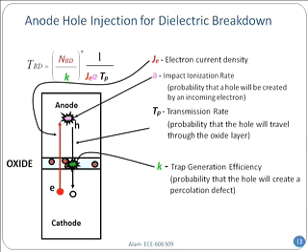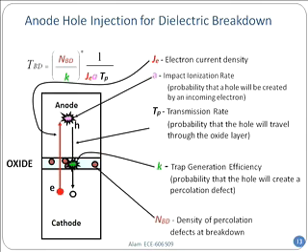And this is the trap generation efficiency. K is the trap generation efficiency, because every hole cannot generate a trap. So a fraction of them will be able to do that. So from this type of calculation, people say that they determine when the oxide will break.